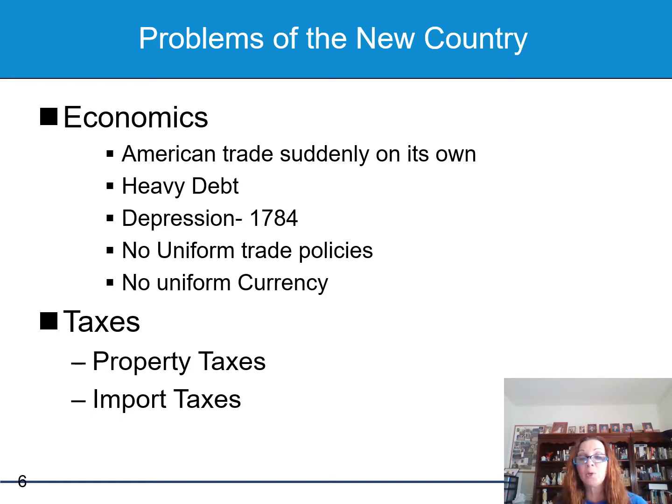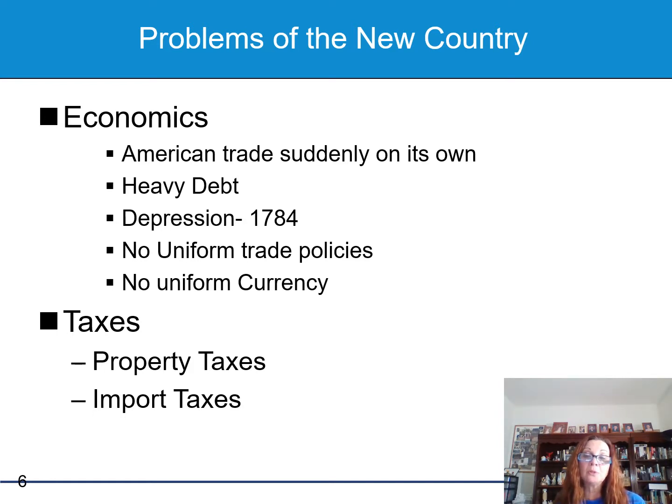They would send a request yearly to the states asking them to send a specific amount of money. Sometimes the states would send that money, sometimes the states would not send that money, and so that put the Confederation Congress in an awkward position, and they could establish no real way of paying the debt. The states will retain the power to tax, and each individual state will set their own taxing policies.